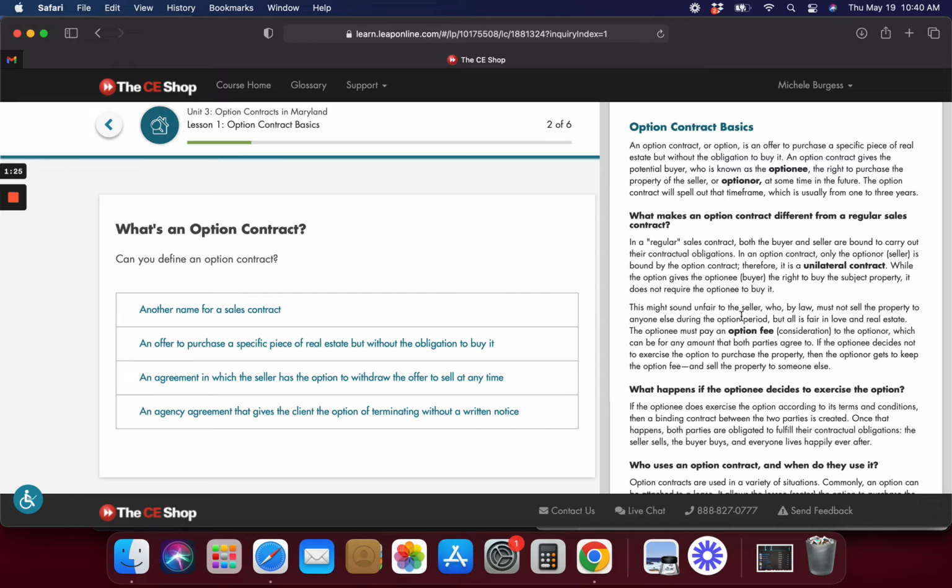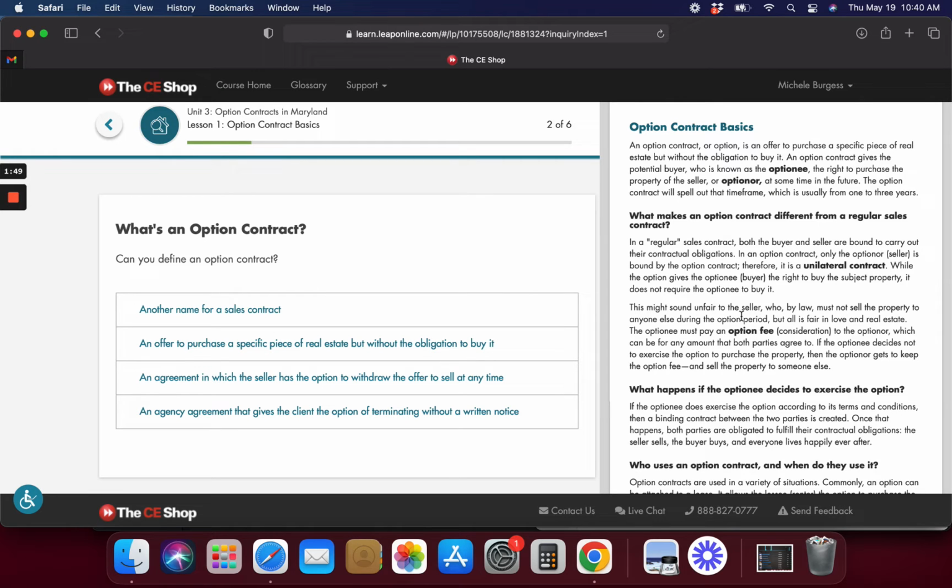What makes it different from a regular sales contract? In a regular sales contract, both the buyer and seller are bound to carry out their contractual obligations. In an option contract, only the seller is bound by the contract. Therefore, it is a unilateral contract. While the option gives the buyer the right to buy the property, it does not require the optionee, the buyer, to buy it.